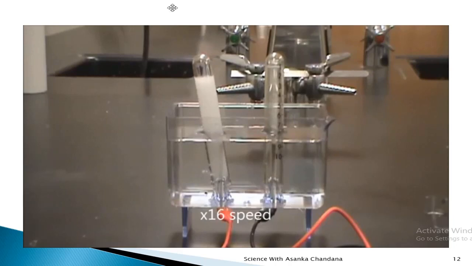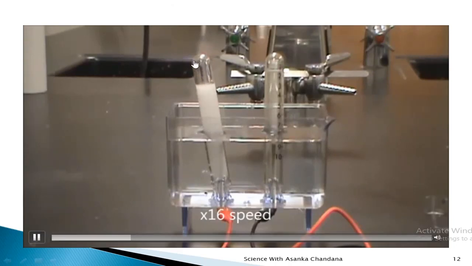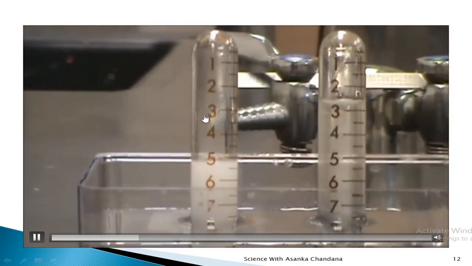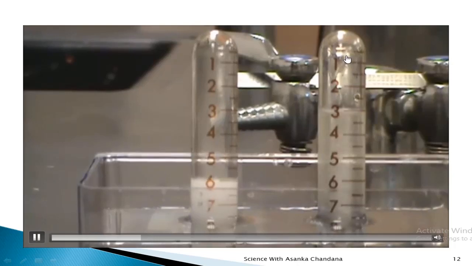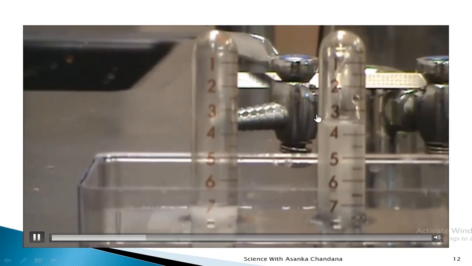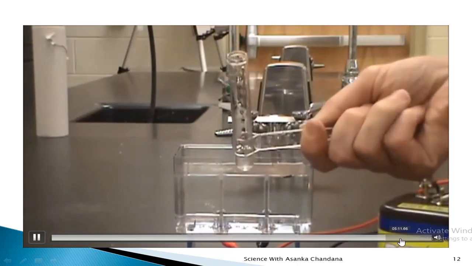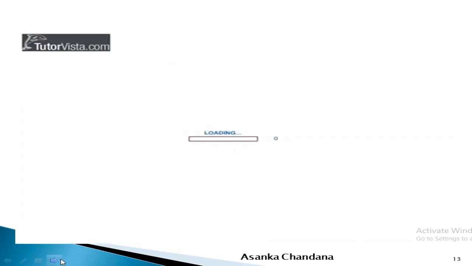Right. Now look at the gases contained here and here. So what is the gas here? Here contains hydrogen. This one contains oxygen, due to the 2:1 ratio. Right, then we will go to our next topic.